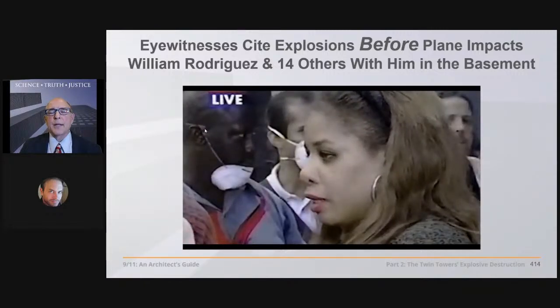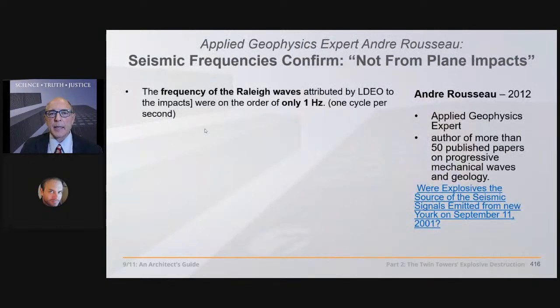Okay, so we've got some eyewitness testimony about bombs going off in the basement, and in that case, in the lobby also. Well, let's go to geophysics expert Andre Rousseau, who in 2012 produced a report. He says the frequency of the Raleigh waves attributed by LDEO to the impacts were on the order of only 1 hertz.